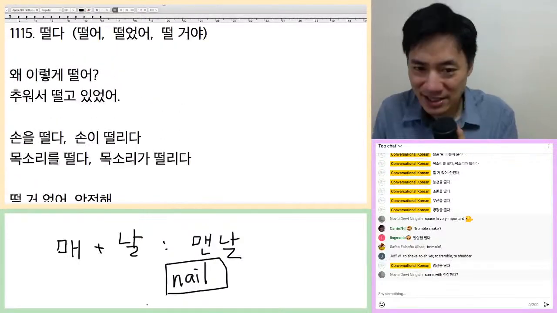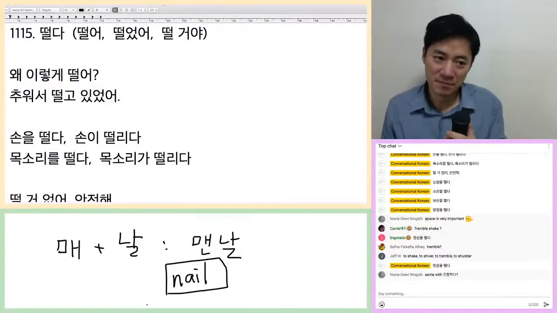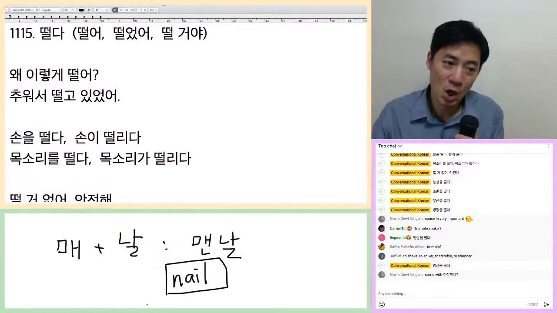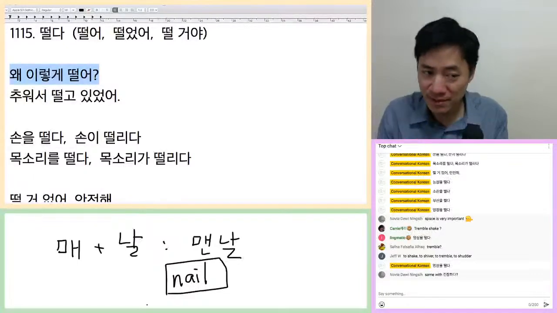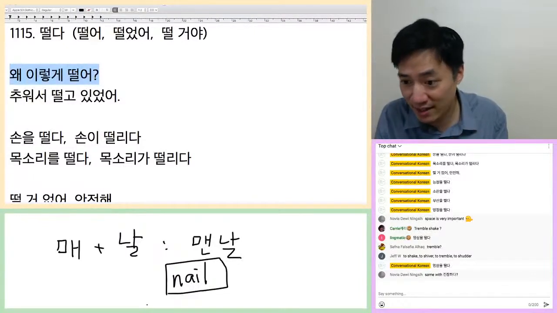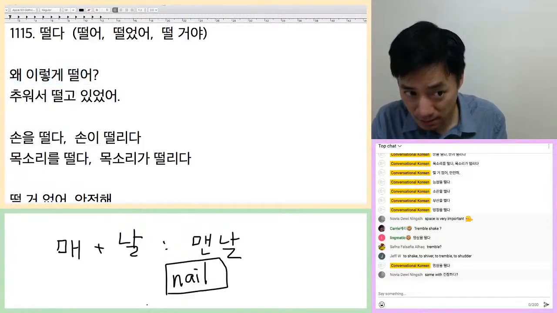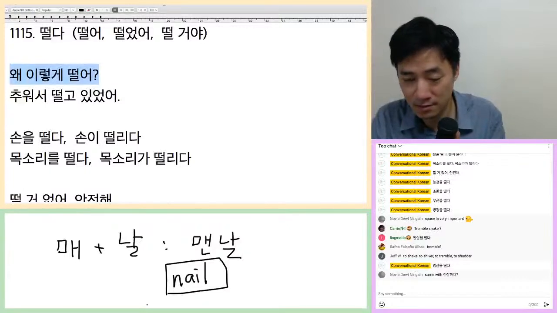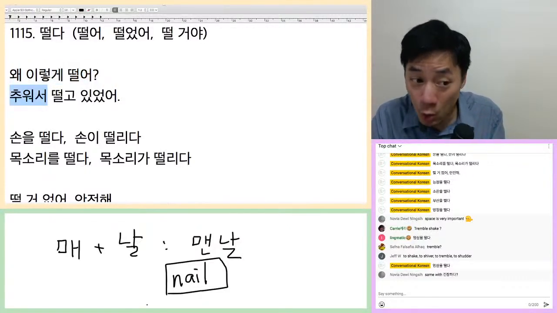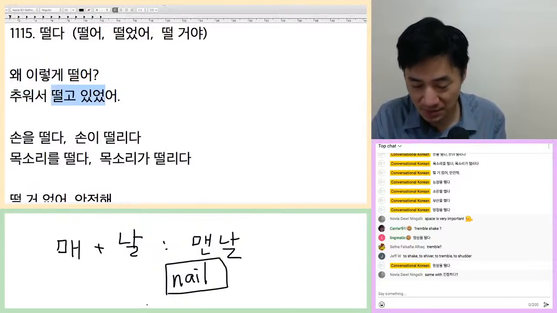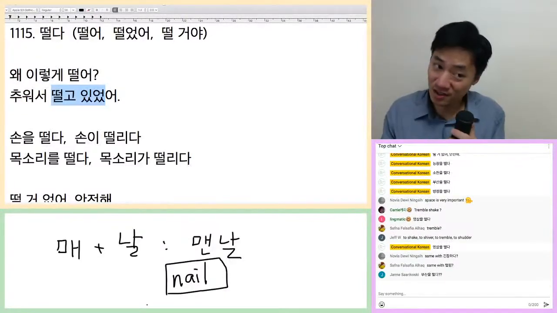By the way, 떨다 is like shaking something. You shake. 왜 이렇게 떨어? Why are you shaking like that? Why are you trembling like that? Or why are you shivering like that? 왜 이렇게 떨어? And 추워서, since it's cold, 떨고 있어. It's very cold, 떨다. 추워서 떨고 있어.